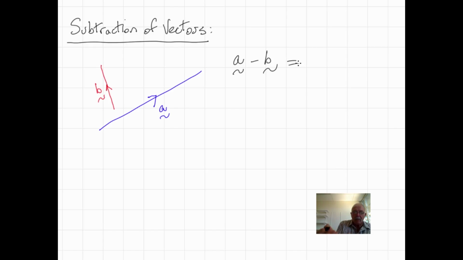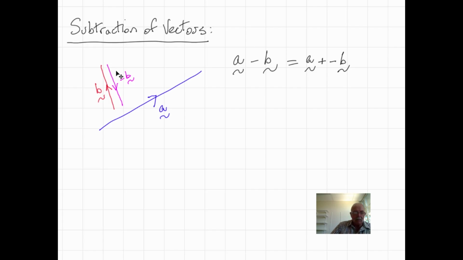From your knowledge of algebra, you know that to subtract something is exactly the same as adding the negative of it. That applies also to vectors. To subtract a vector, we just add the negative of the vector. But if this is vector B, what does the negative of vector B look like? It is nothing more than the same length vector, but going in the opposite direction.